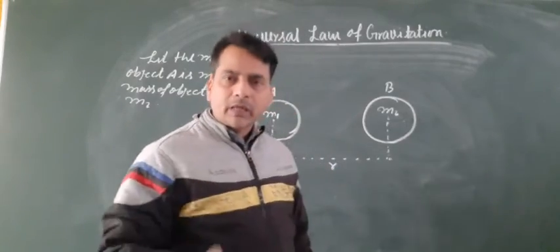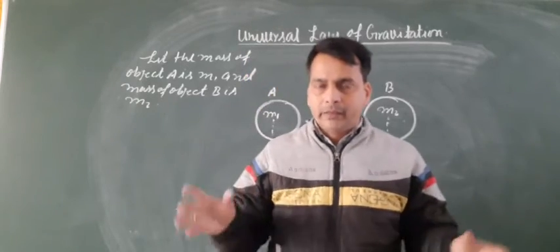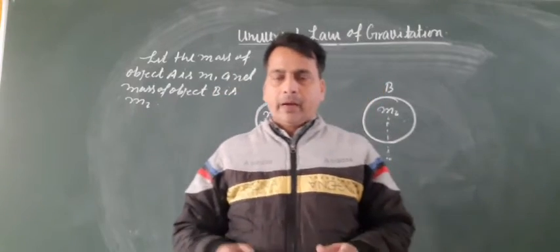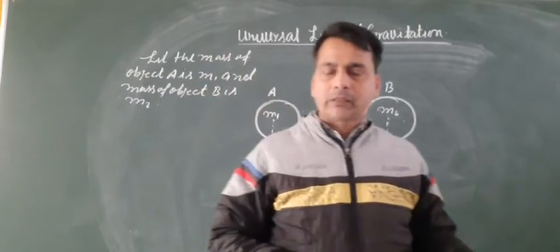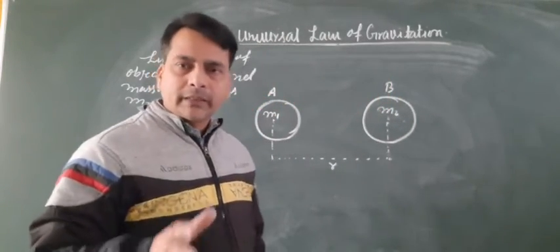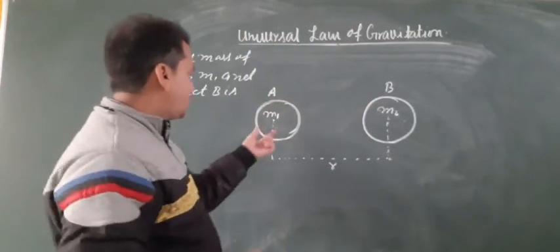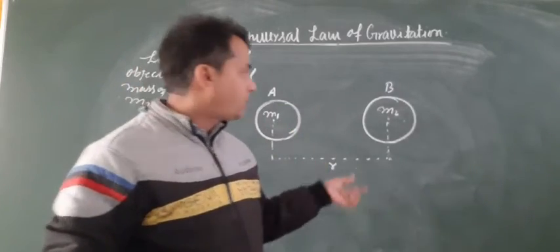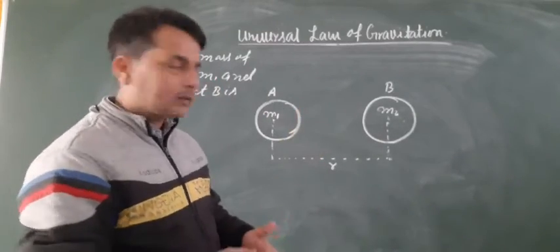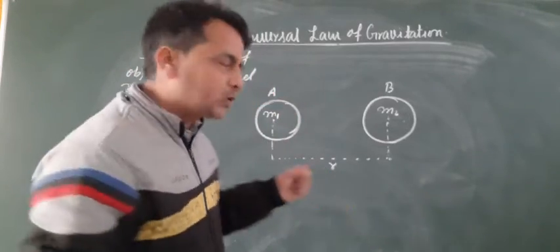According to Newton's law of gravitation, in the universe every object attracts every other object with a force, and that force is known as the gravitational force. It depends on two conditions. First, the gravitational force is directly proportional to the product of their masses. The mass of object A is m1 and the mass of object B is m2.